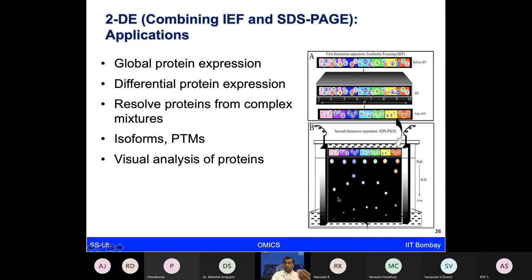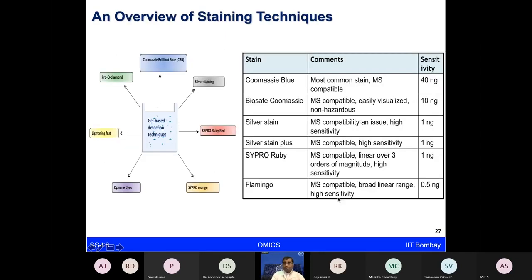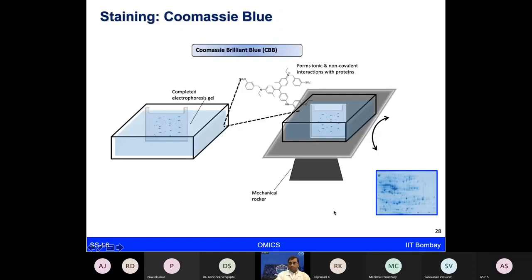All of this can be done by even visual analysis of the gel, because you can stain your gel with a variety of staining methods. Coomassie stain is one of the commonly used and very cheap stains available, quite stable. But you have also other options like silver stain, SYPRO Ruby, SYPRO Orange, cyanine dyes, Lightning Fast, Proteome, many stains, and I have shown here their sensitivity level. Some of them are quite sensitive, like silver stain and SYPRO Ruby. Silver stain had some compatibility issues with mass spectrometry. SYPRO Ruby is quite friendly, so it can be used for a variety of applications.